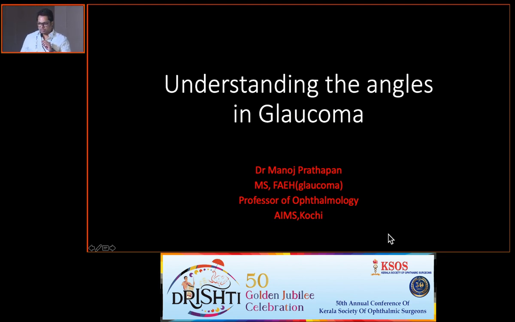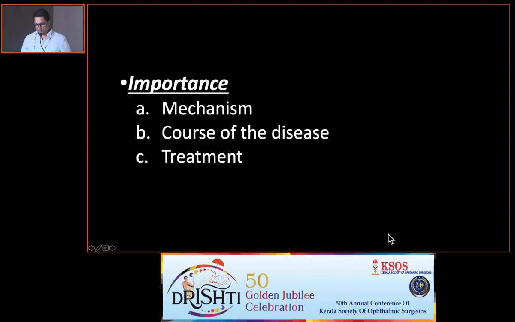I'll be talking on understanding the angles in glaucoma. So, why is this important? To understand the angle, the mechanism of glaucoma can be varied, and this can affect the course of the disease. Some types of glaucoma present as a quiescent type, like primary open angle glaucoma. Some of them will have a very aggressive course, like neovascular glaucoma or an acute angle closure crisis. And the treatment is also appropriately directed.